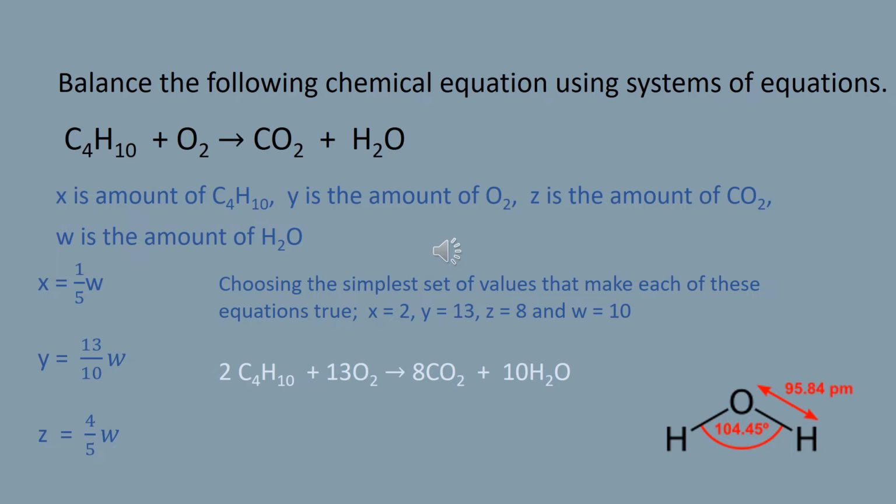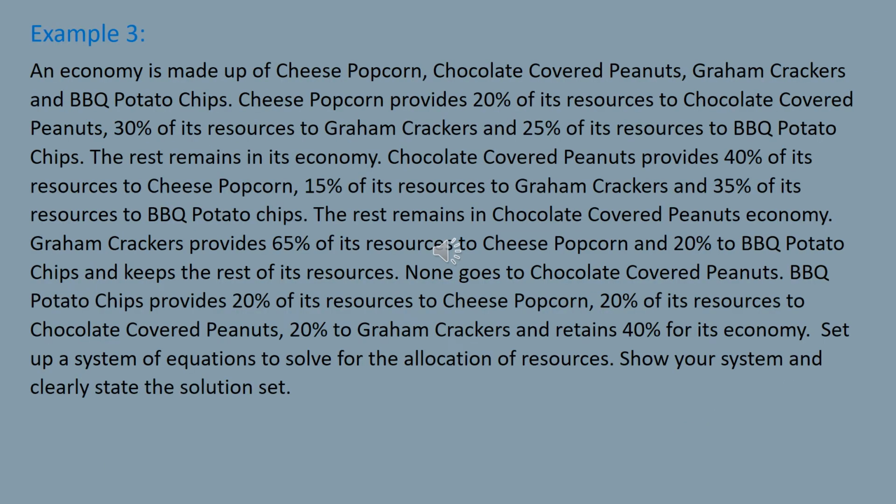Again, people can balance chemical equations often just by looking at them. The simpler they are, the easier it is to do that. The point here was to illustrate how they can be balanced by using systems of equations and treating it somewhat like a mixture problem. Another type of application for which systems of equations can be used are about different economies that share resources or transfer resources back and forth.